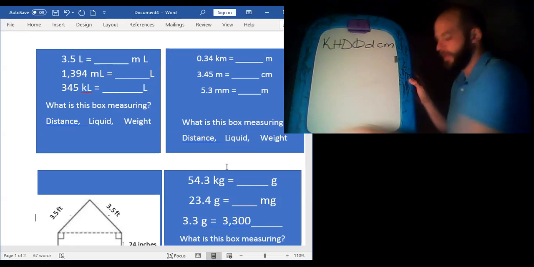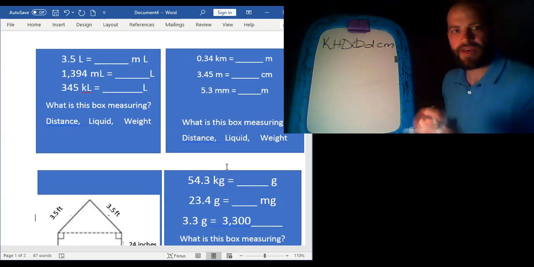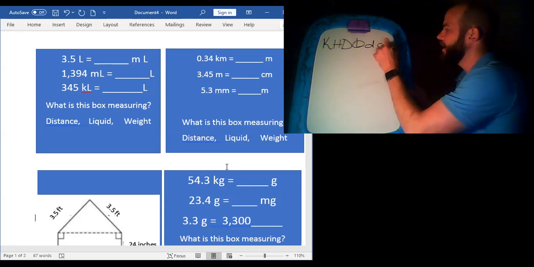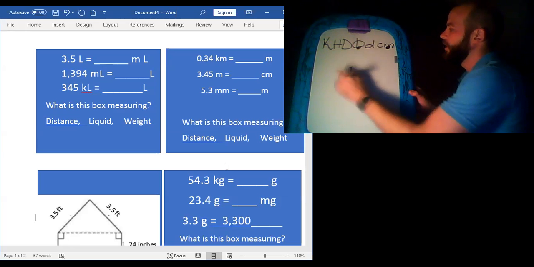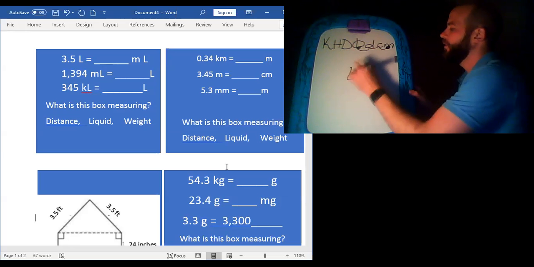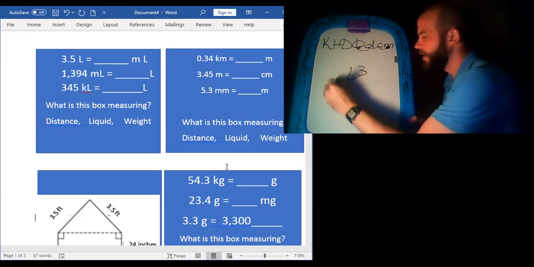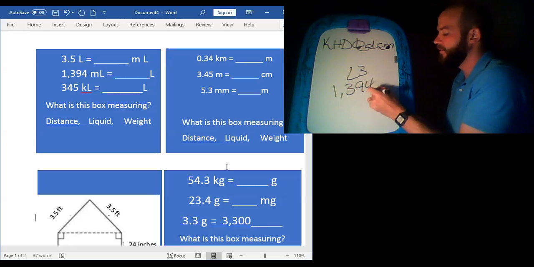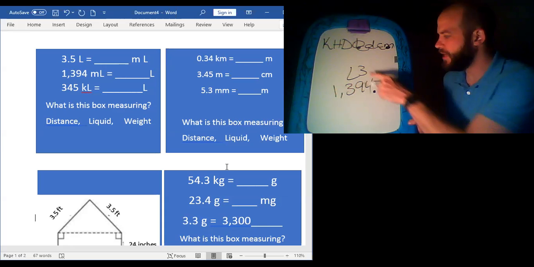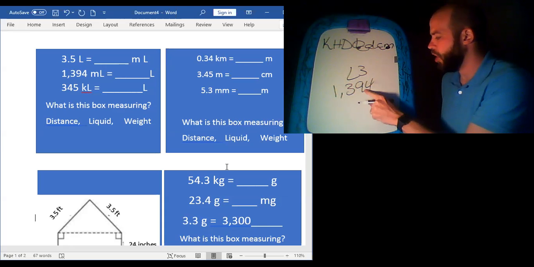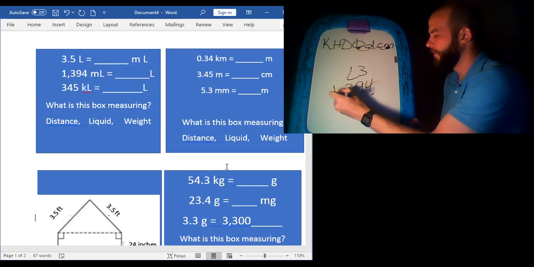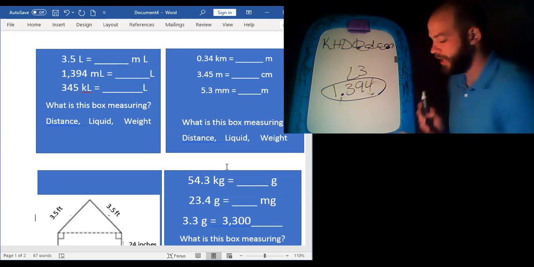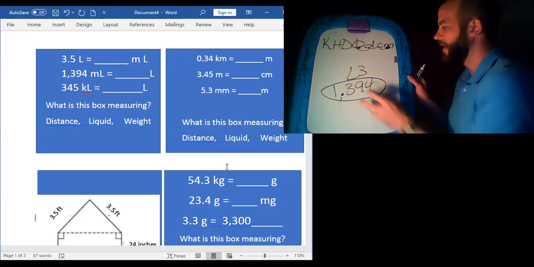The second one there is 1,394 milliliters to liters. So milliliters is right here. I'm going to liters. I'm going left 3. So 1,394 has an invisible decimal there, and I move the decimal left 3. 1, 2, 3. So that answer is 1 and 394 thousandths.